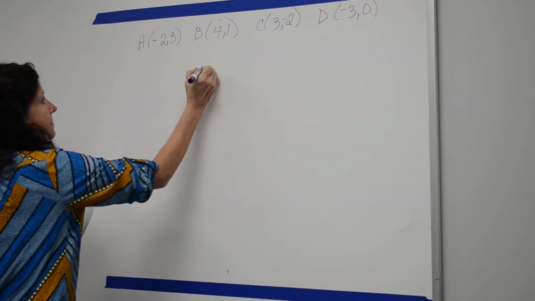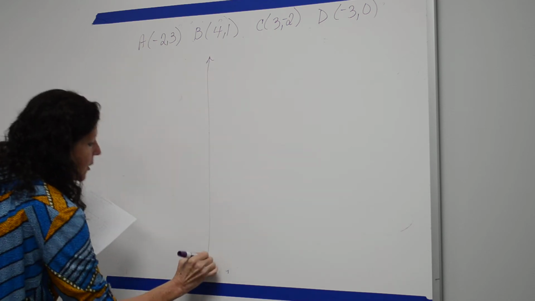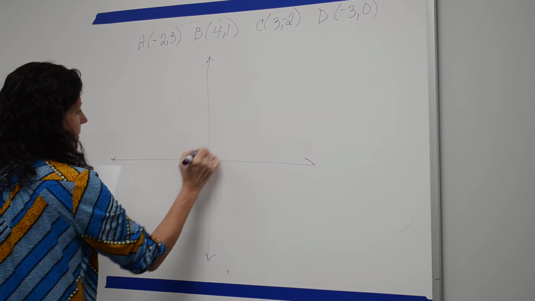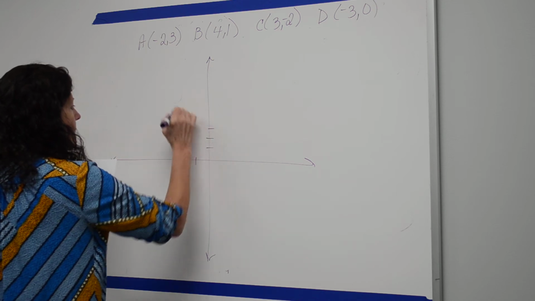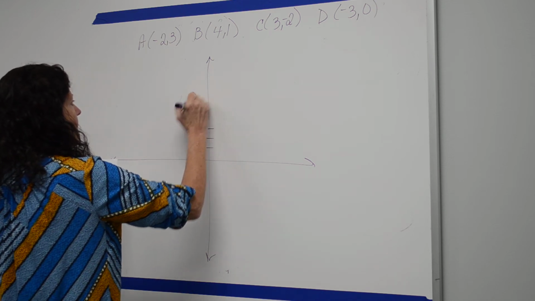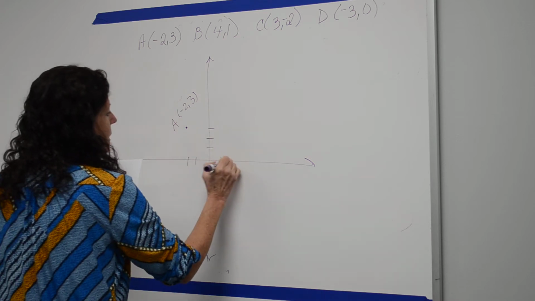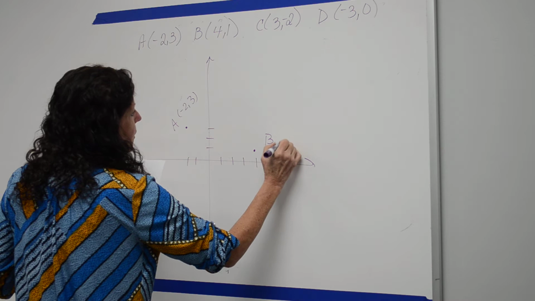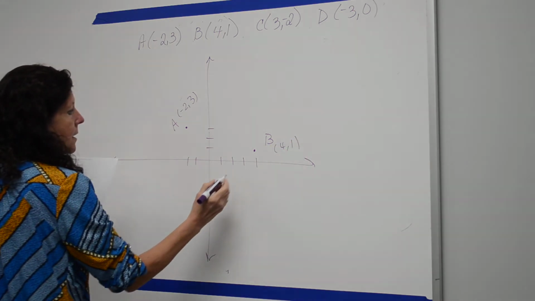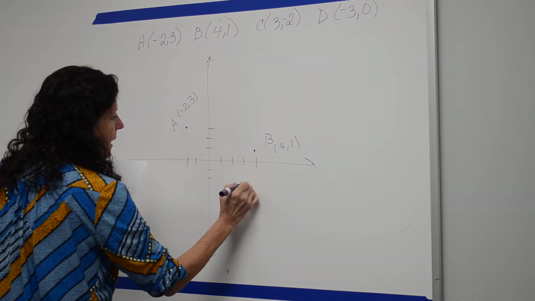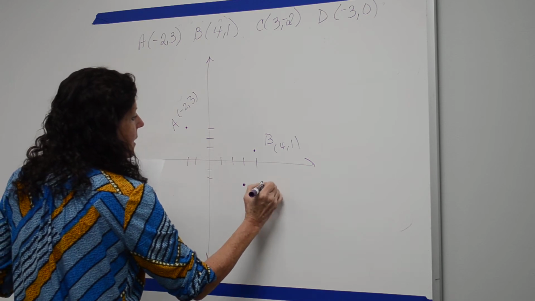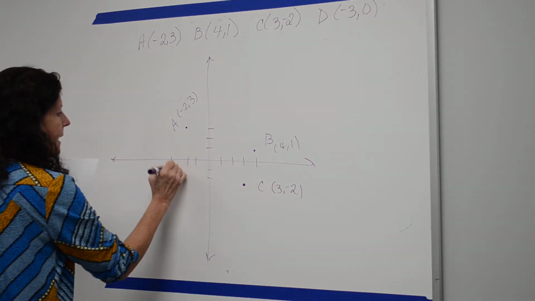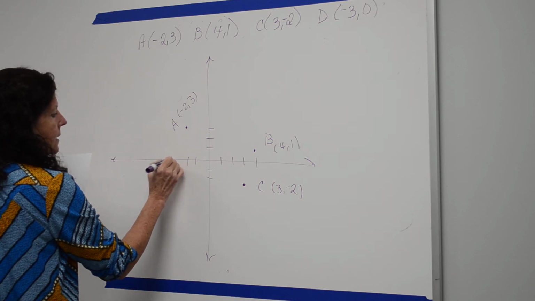All right, and I've got to graph this. Negative 2, 3 is A. B is 4, 1. C is 3, negative 2. And D is negative 3, 0.